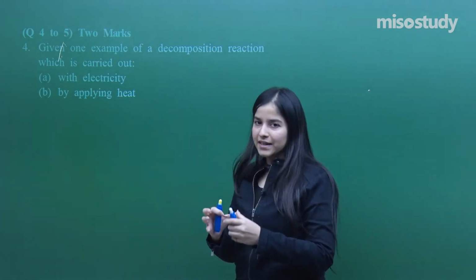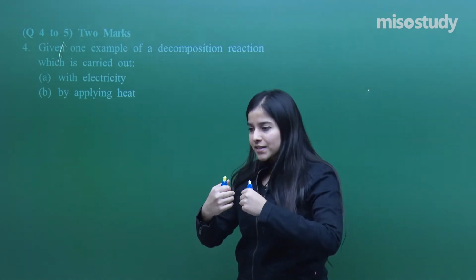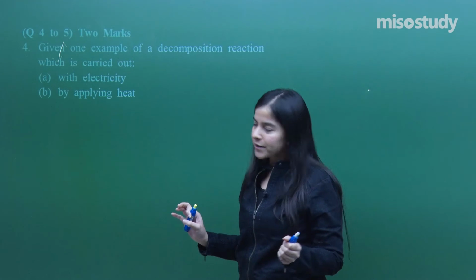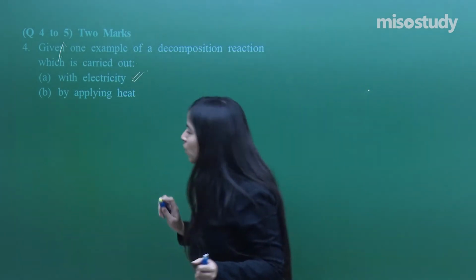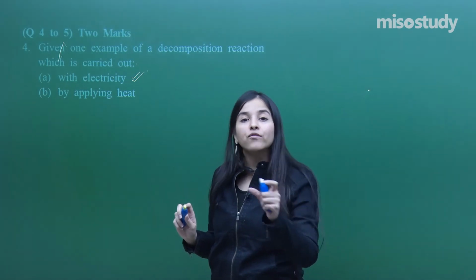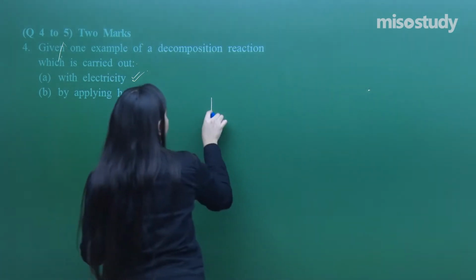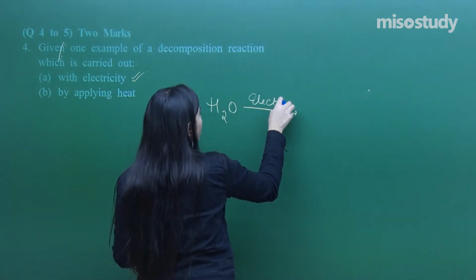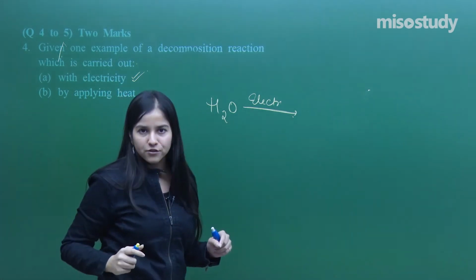One reactant I have taken. On applying certain conditions, it just breaks, decomposes into various components. So for that, we need to give an example with electricity, breaking of a compound with electricity. So it is the electrolysis, if you remember. The water, it's a very popular reaction, electrolysis of water in solution form.